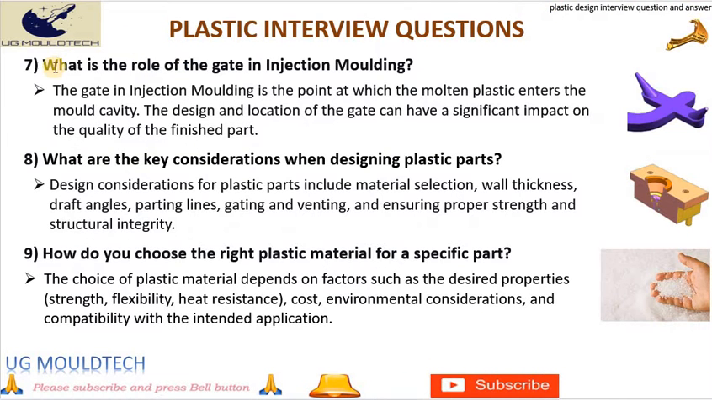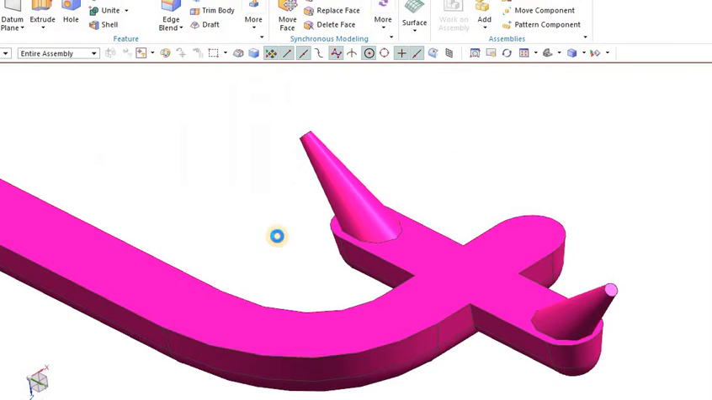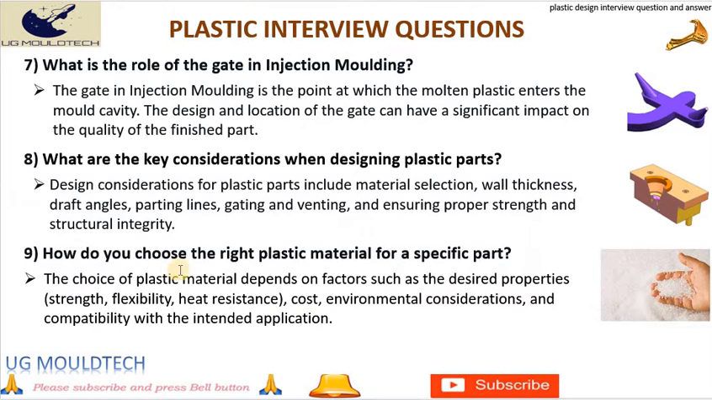Friends, next point in interview questions for injection molding is 7. What is the role of the gate in injection molding? The gate in injection molding is the point at which the molten plastic enters the mold cavity. The design and location of the gate can have a significant impact on the quality of the finished part.